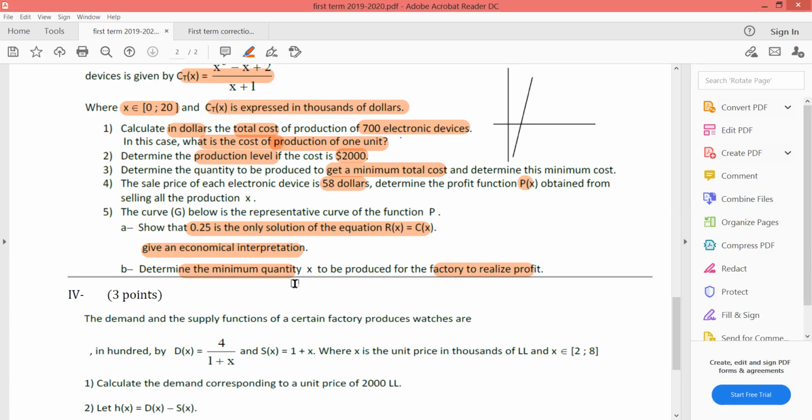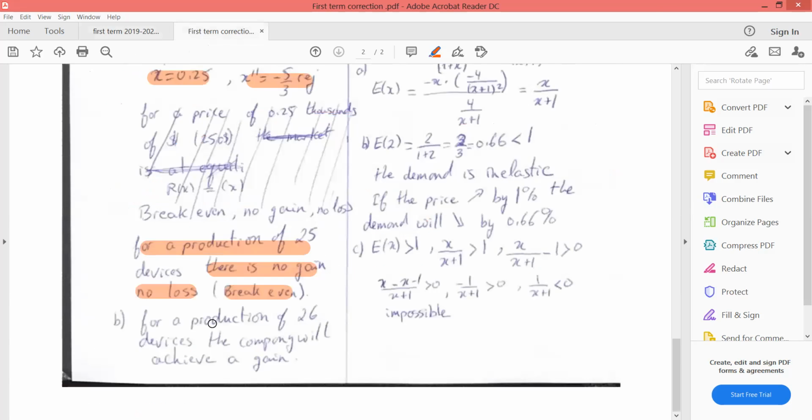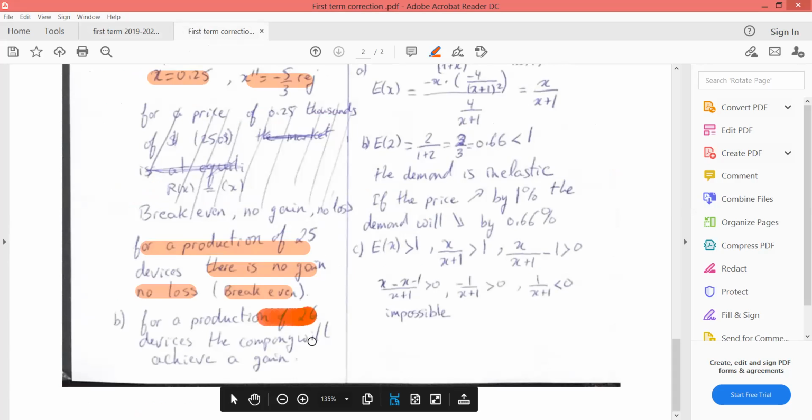Here at 25 units we got no gain. The function is increasing. Here, after 25, it is profit. At 25 I had break even, which means that we will have a profit. By how much? 26. Okay, for the production of 26 devices, the company will achieve a gain.